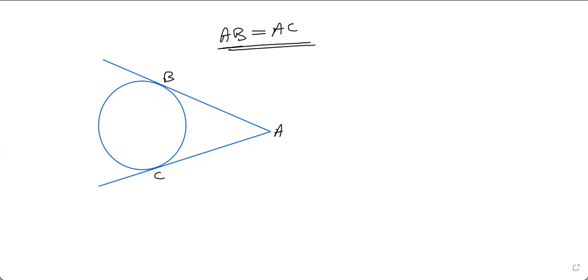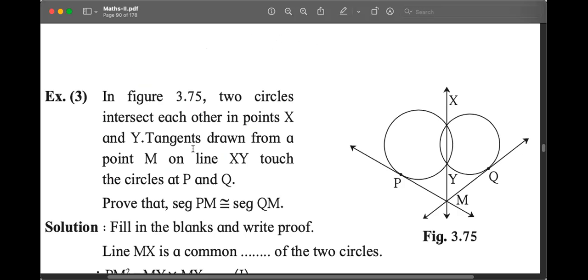So we cannot use this theorem, this property. We will have to use something else. To use something else, we need something more. Although PM and QM are tangents, and we have to prove that they are congruent, there is one more line that we haven't talked about, and that line is XY, or we can also say the line that passes through X, Y, and M, the line on which X, Y, and M lie.